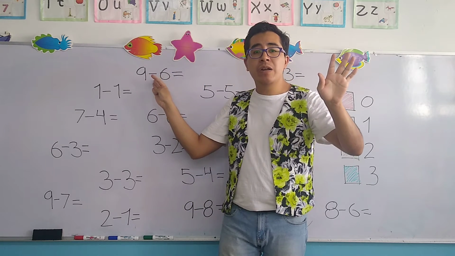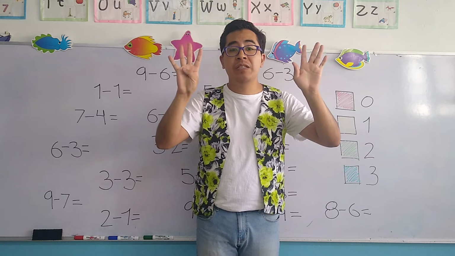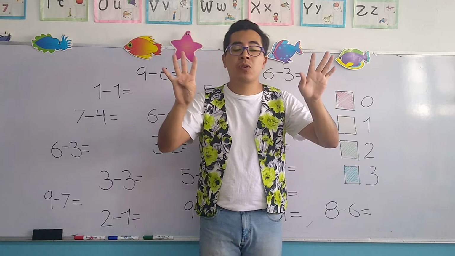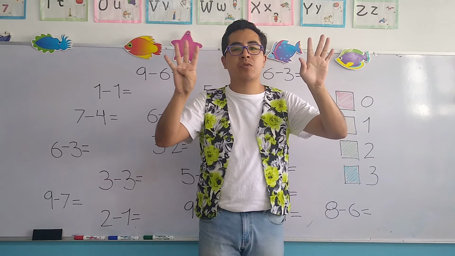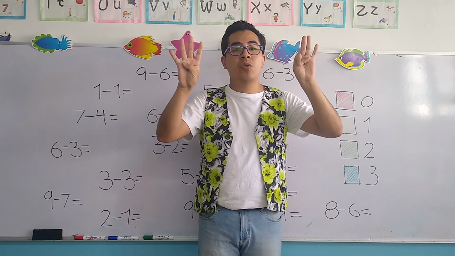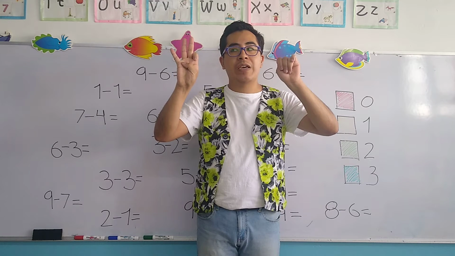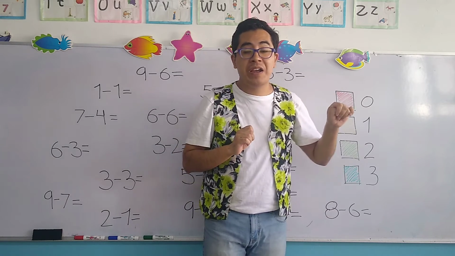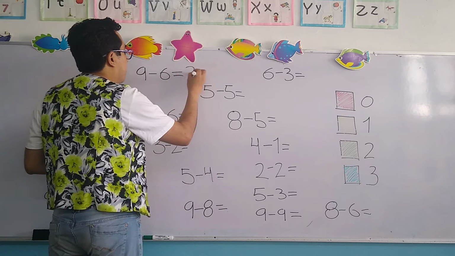9 minus 6. That means that we have to remove 6 digits. Quiere decir que tenemos que quitar 6 dígitos o números, ¿ok? O en este caso deditos porque es lo que estamos usando. So we have to remove 6. 1, 2, 3, 4, 5, 6. So what's the result? Number 3. Number 3 is going to be the result.